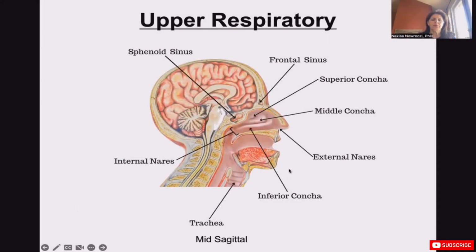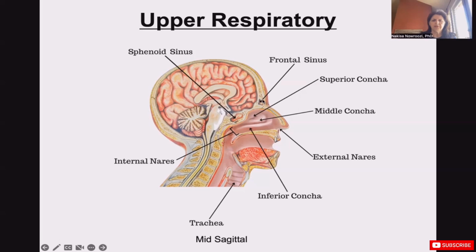This is the upper respiratory system. This is a mid-sagittal view. We have external nares. We go inside the nose and we have these bones called superior conchae, middle conchae, and inferior conchae. Then we go to the back of the nose. It's called internal nares. And we go through here to this passageway called trachea. And from trachea, we go to the lungs. This part, pharynx, is shared with both the respiratory and digestive systems.